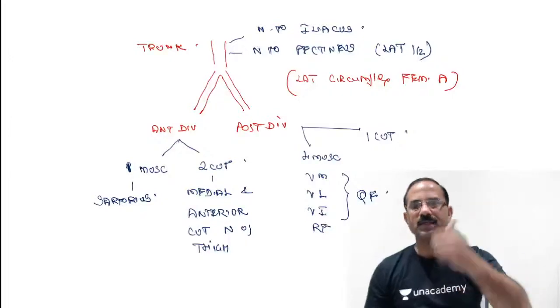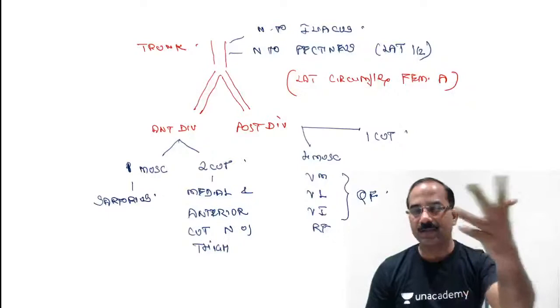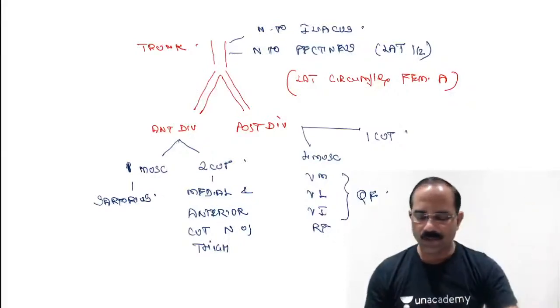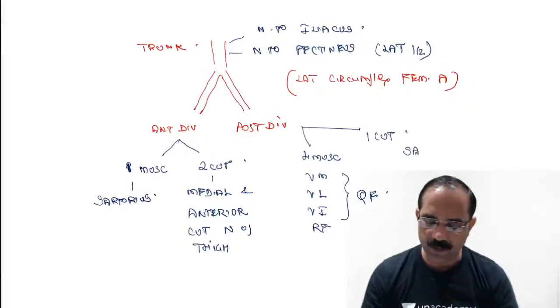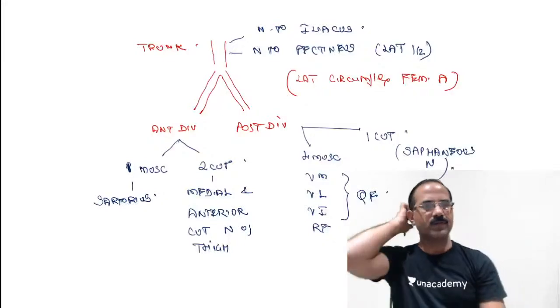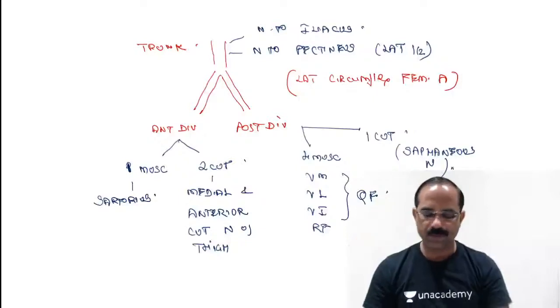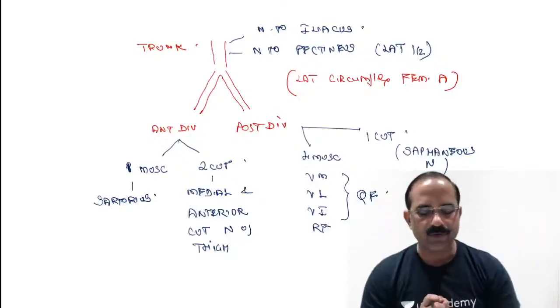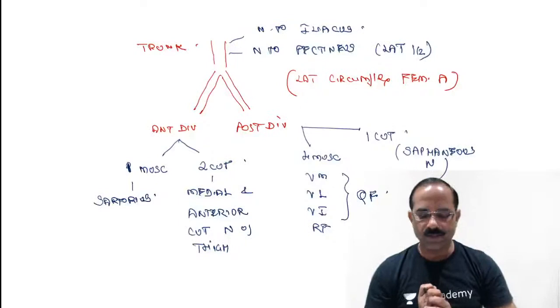So vastus medialis, vastus lateralis, vastus intermedius and rectus femoris, and one cutaneous branch. What do you call this? Saphenous nerve. So that's the saphenous nerve. Clear to all of you? So that's how you understand the femoral nerve. Any doubts, students?